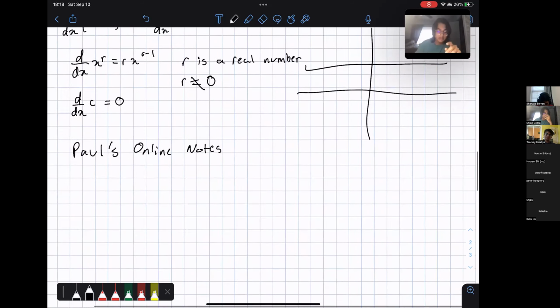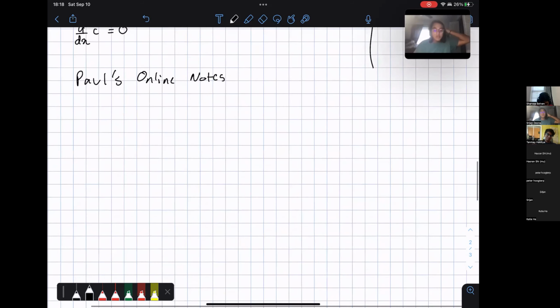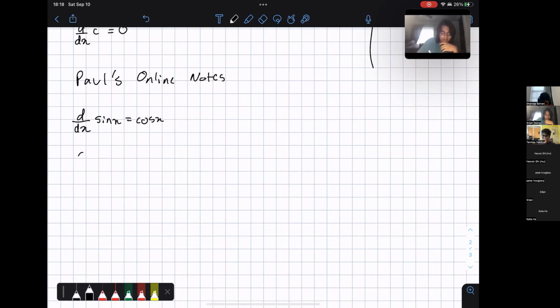Okay, so moving on, let's talk about different functions that we can take derivatives of. The derivatives of the trig functions are as follows.